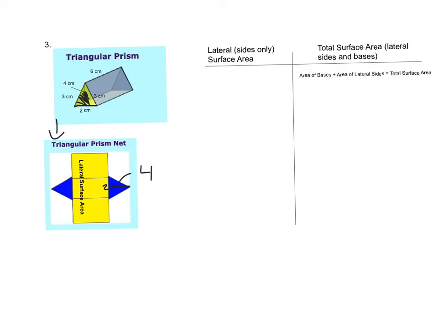Now let's look at the sides of the triangular prism. So we have one side, the longest side is 6, so this is 6 all the way down. All the sides are 6. And we've got a 6 by 3. We have two 6 by 3s. And we have a 6 by 2.